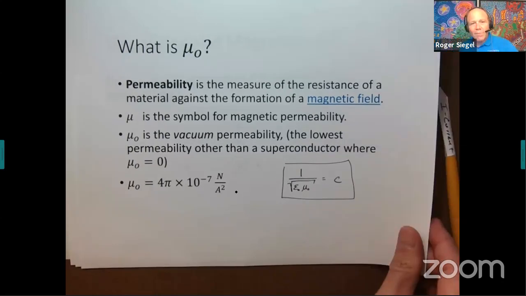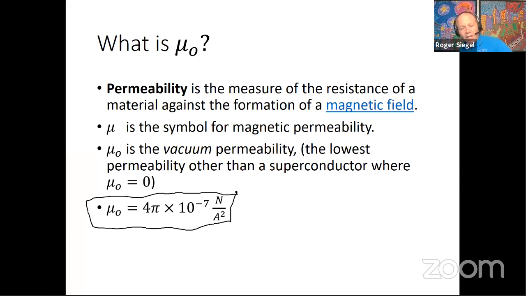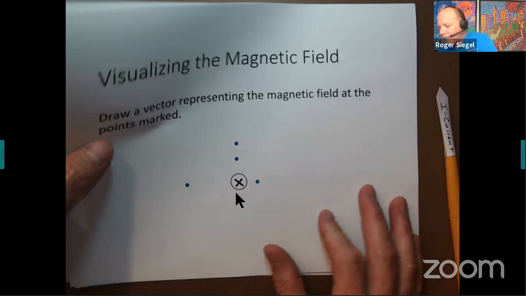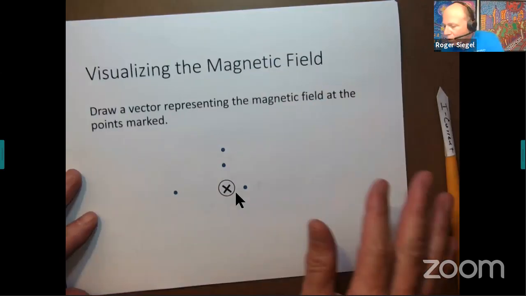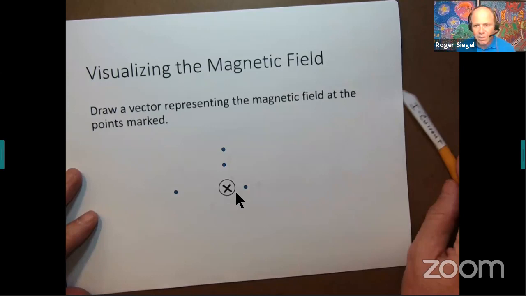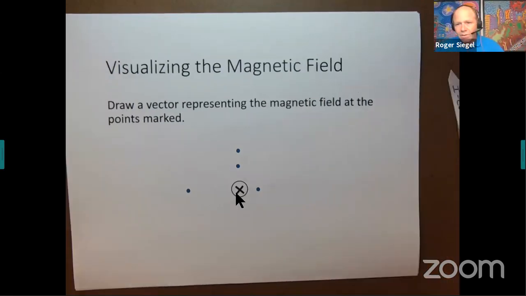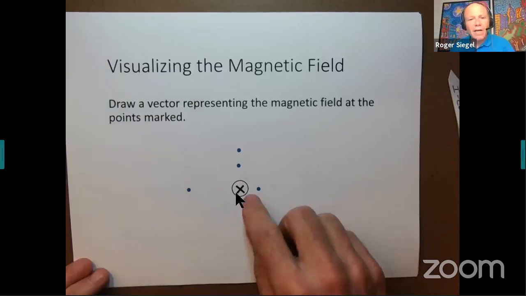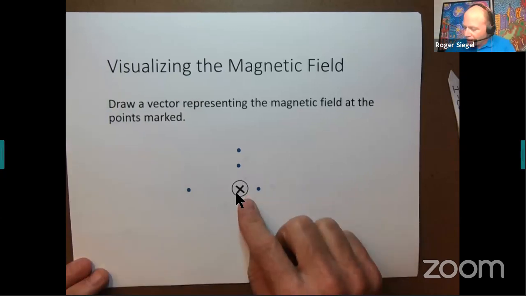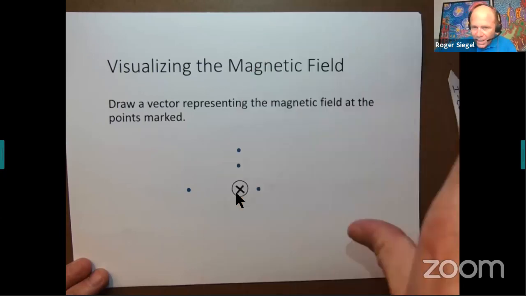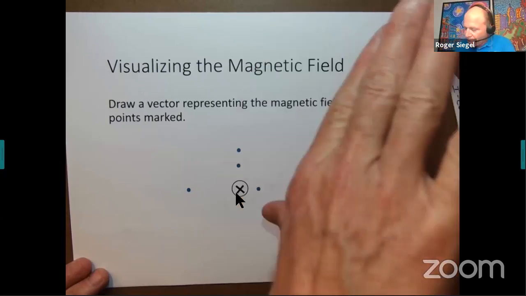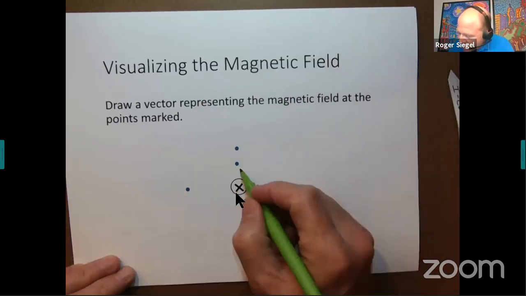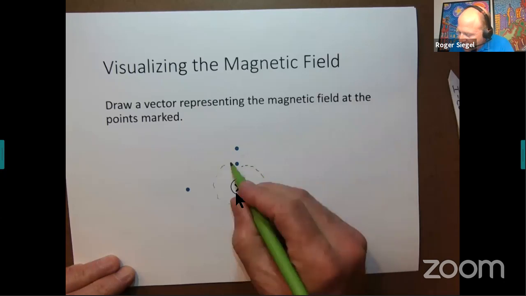All right, let's go back and talk about what we have next. So we said that visualizing the magnetic field says we're going to draw a vector representing the magnetic field at the points marked. So let's look at these points. I'm going to scooch over here a bit, see what we have. This means that my current is going into the board. And so I'm going to put my hand and my thumb in that direction. And notice that my fingers curl, and I'm going to go ahead and use a light color here. My fingers curl in this direction. All right, now draw a few concentric circles here.